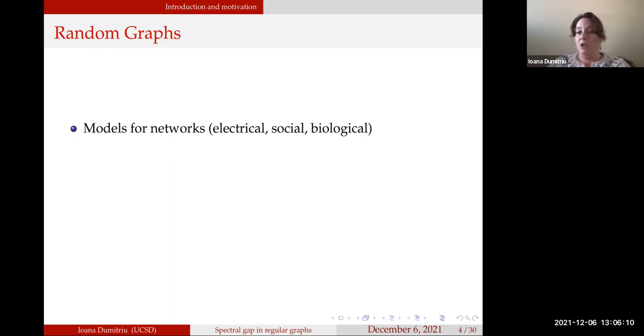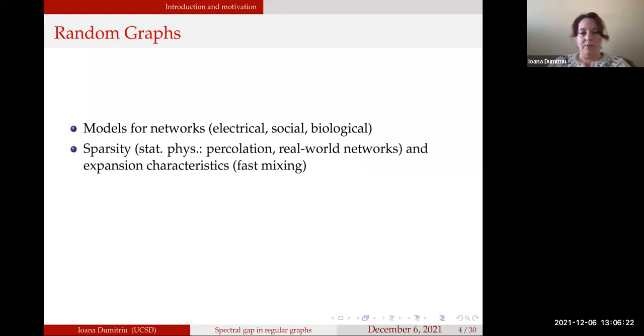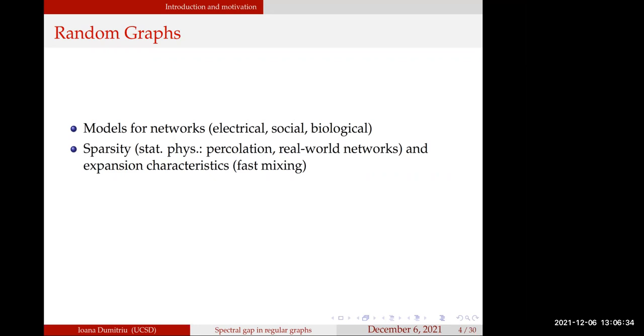And they have also been shown to provide good benchmarks for algorithms, for studying networks, for providing guarantees for such algorithms, and so on. Random graphs can have two desirable properties that real-life networks tend to share. Sparsity is one of them.